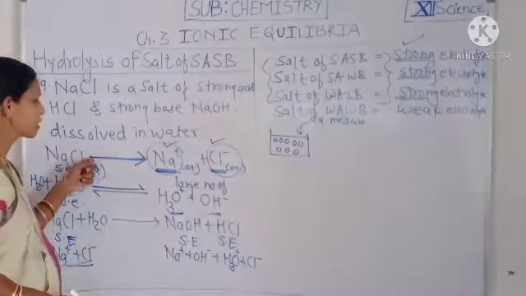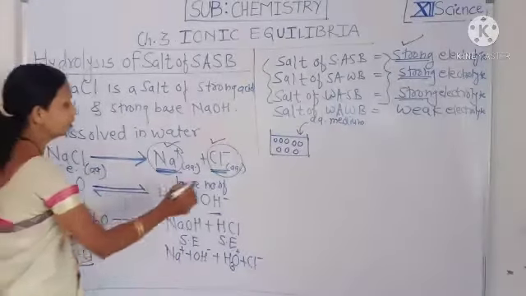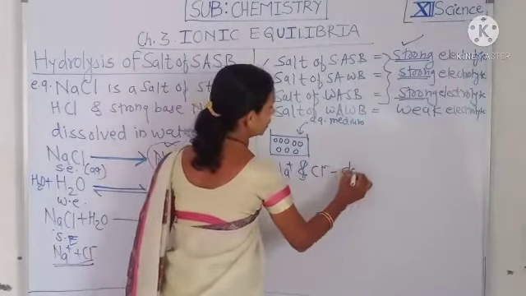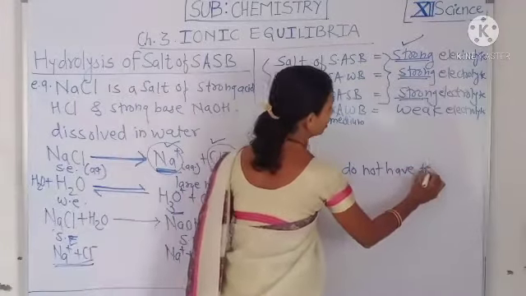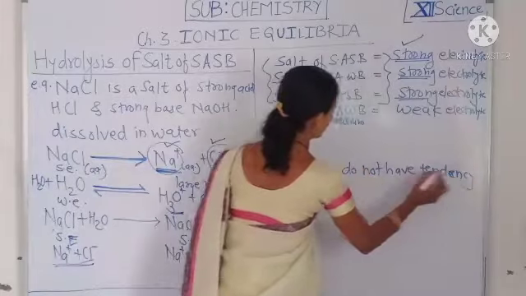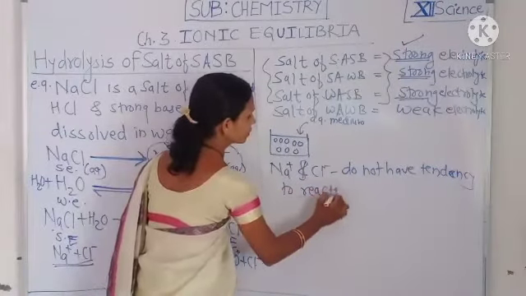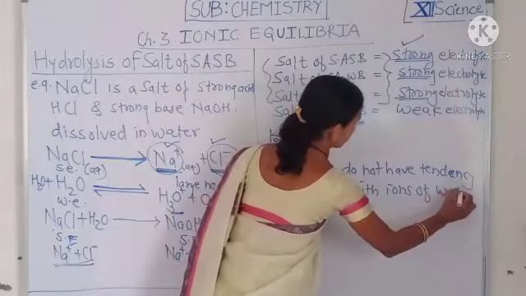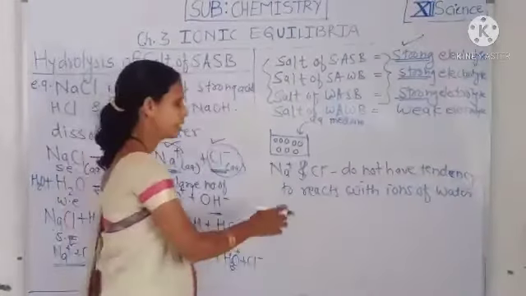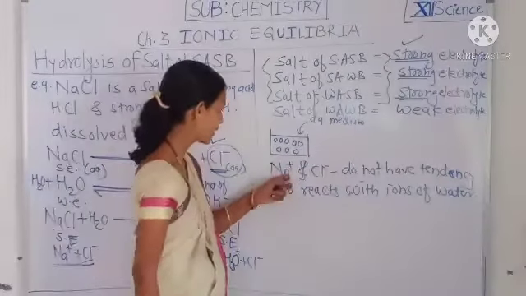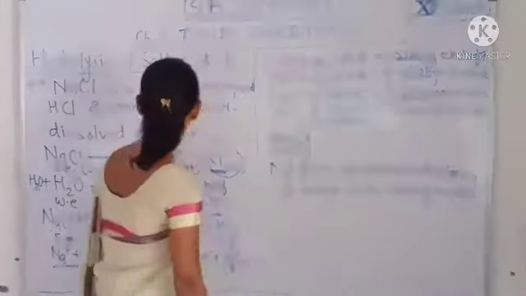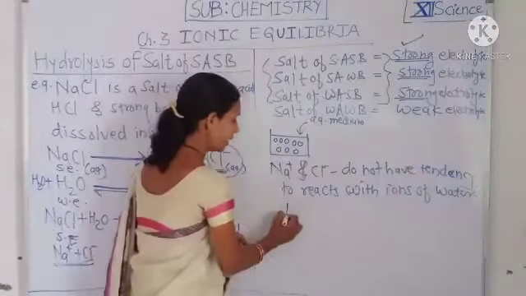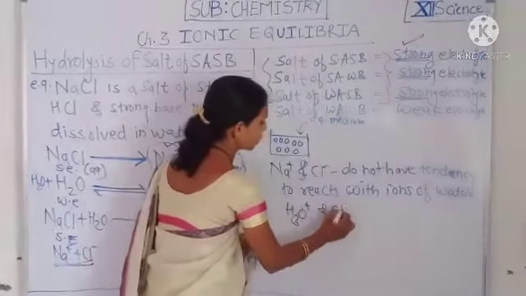do not have a tendency to react with ions of water, and therefore as Na+ and Cl-, that is the cation and anion of a salt of strong acid and strong base, do not react with H3O+ ion and OH- ion.